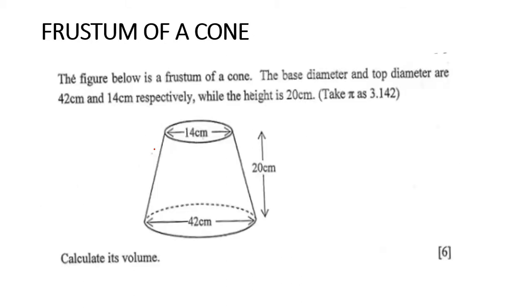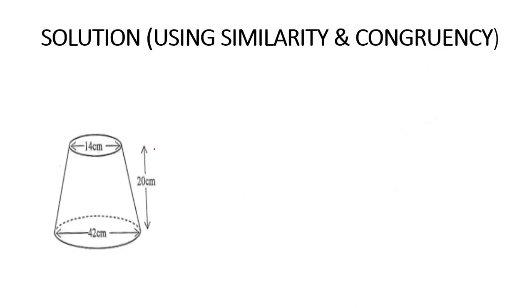The first is the frustum of a cone, using a 2016 past examination paper. The question reads: the figure below is a frustum of a cone. The base diameter and the top diameter are 42 centimeters and 14 centimeters respectively, while the height is 20 centimeters. Take pi as 3.142. Calculate its volume. Number one, we are going to solve using similarity and congruence.